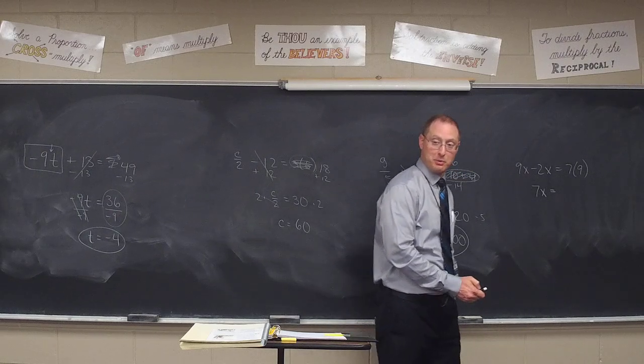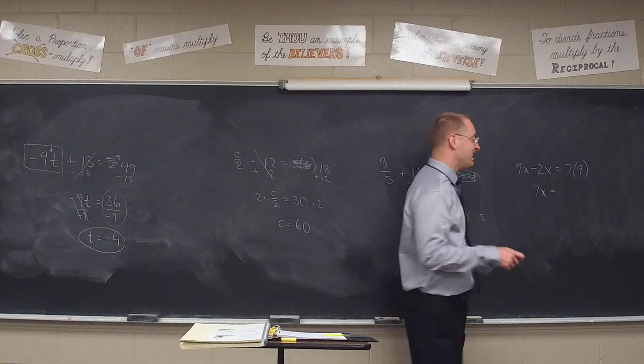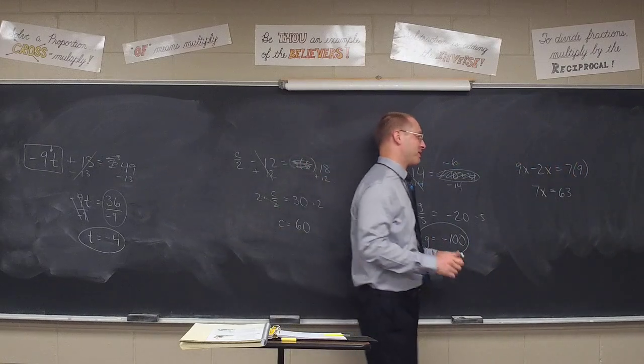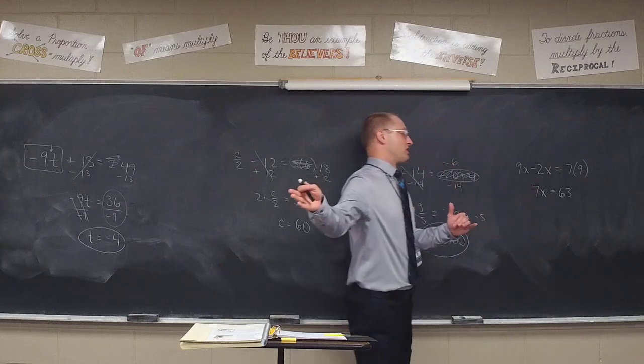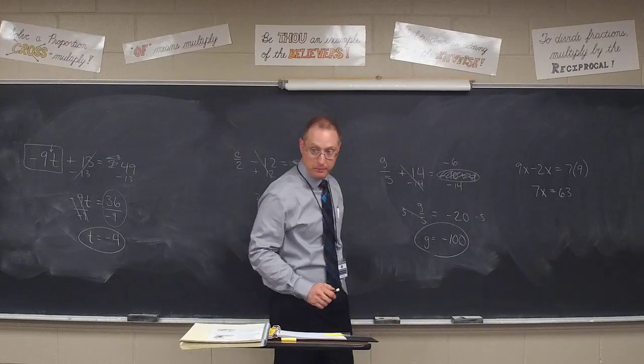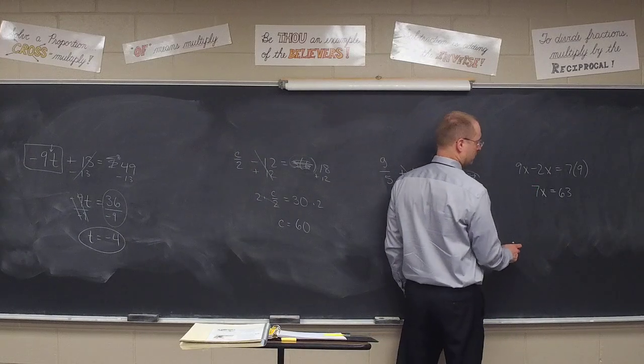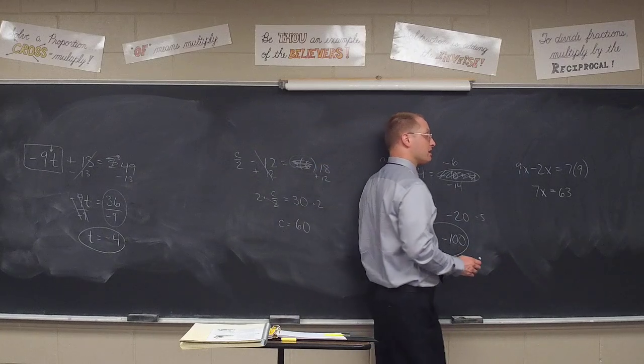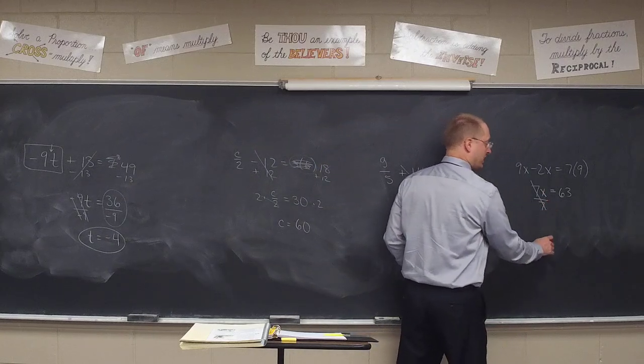Oh, end of year brain is kicking in. Kirsten, 63. You know these. You've known them for years. Just don't lose them here at the end. And then, Ben, to finish this out, how do we get the x by itself? Cancel. Divide away the 7. And when I divide away the 7, now it will cancel, leaving me with x.